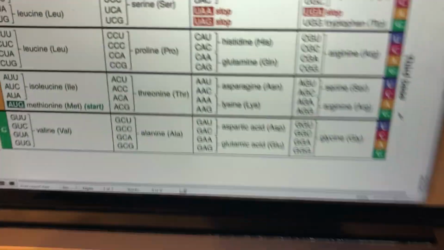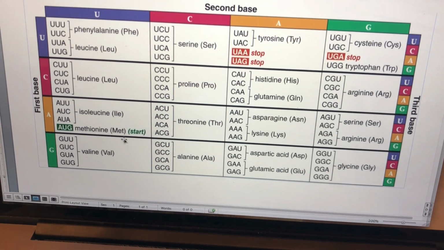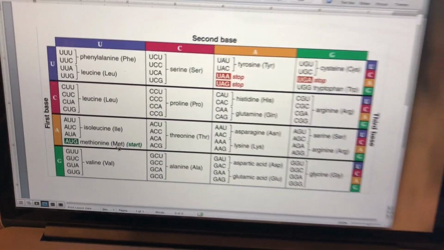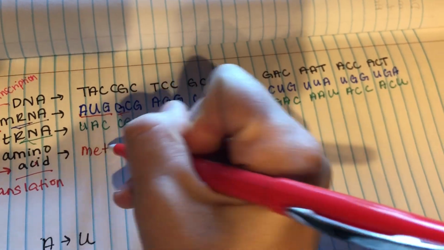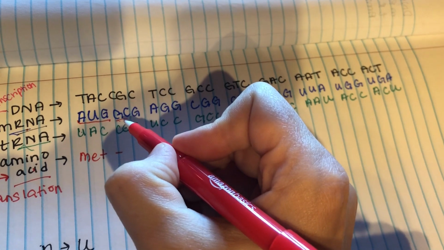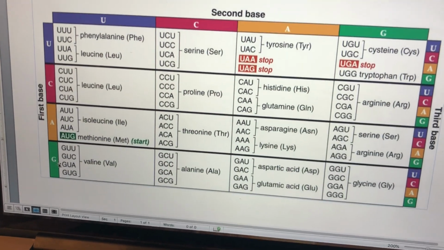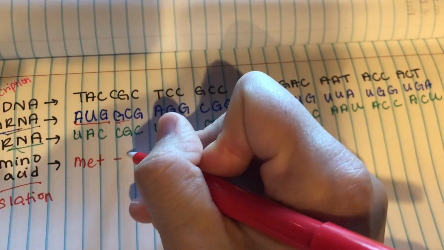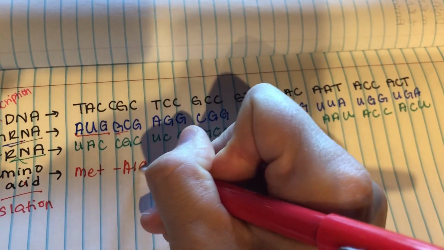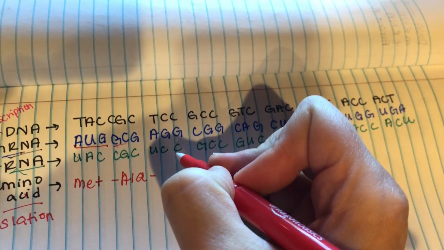Go on over to our codon chart. AUG is right here, which is our start codon. It is MET. So I'm going to write MET. That's our first amino acid. Then we're going to have GCG. All right, so we got G, C, G, that's ALA. Right, and so we're just gonna go on and on until we have all of these.